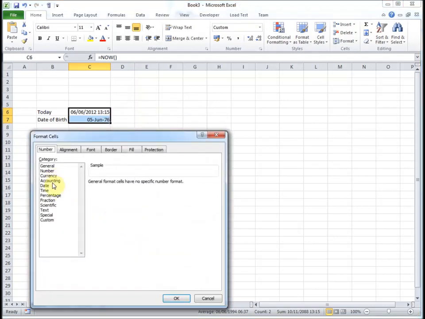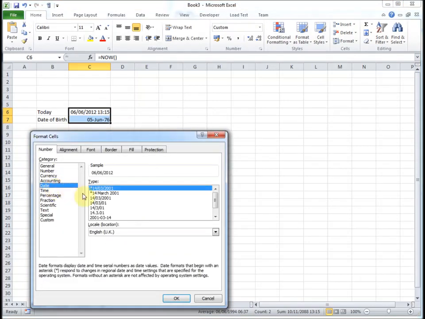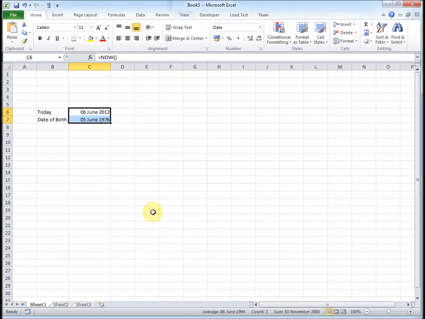I'm going to format them as a date, and I'm going to choose a nice unambiguous one. 14th of March 2001 is not the date that it will put in, but the format that it will use for it, and that's much better. Note that it was quite easy for Excel to guess that I was typing a date because I gave it the full word June when I typed it in.